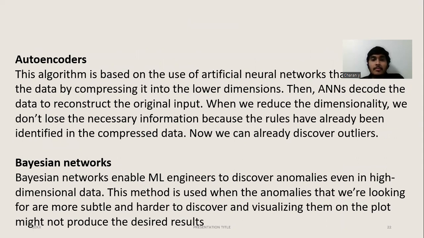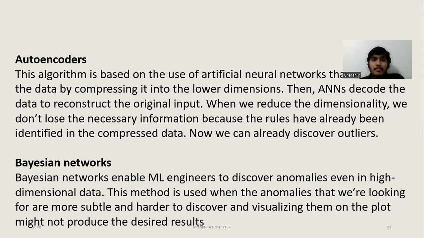Autoencoders. The algorithm is based on the use of artificial neural networks that encode the data by compressing it into lower dimensions. The ANN then decodes the data to reconstruct the original input. When we reduce the dimensionality, we don't lose the necessary information because the rules have already been identified in the compressed data. Now we can discover outliers.